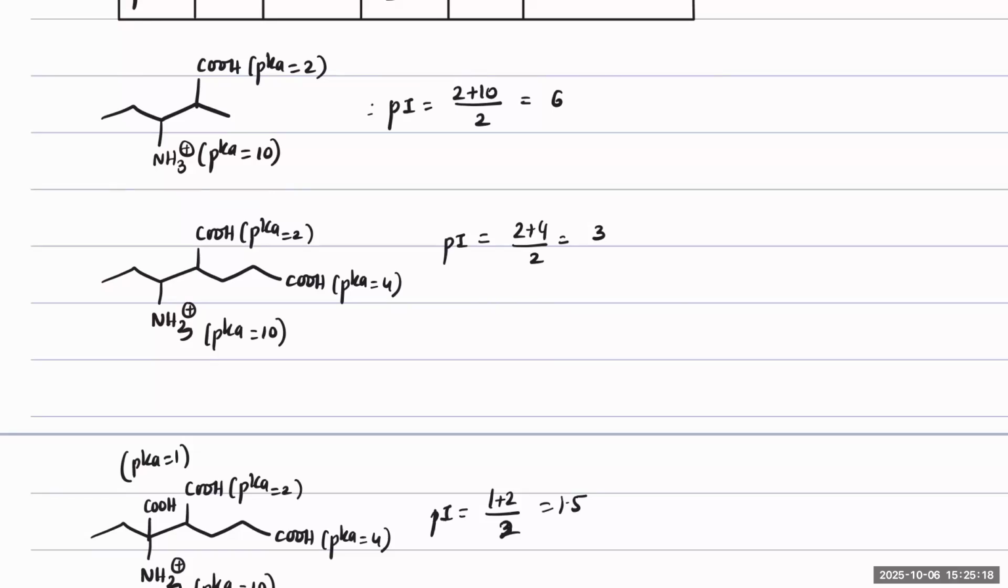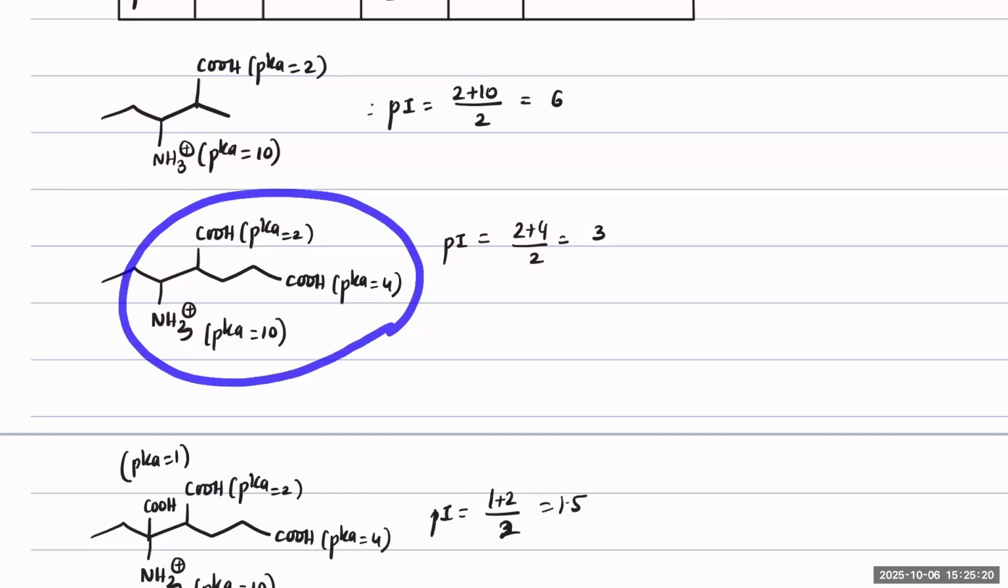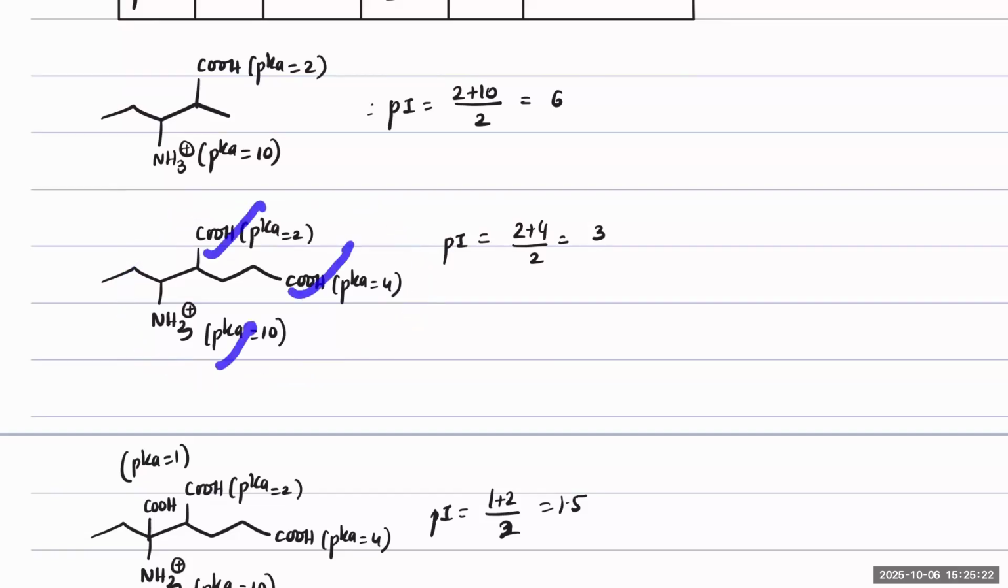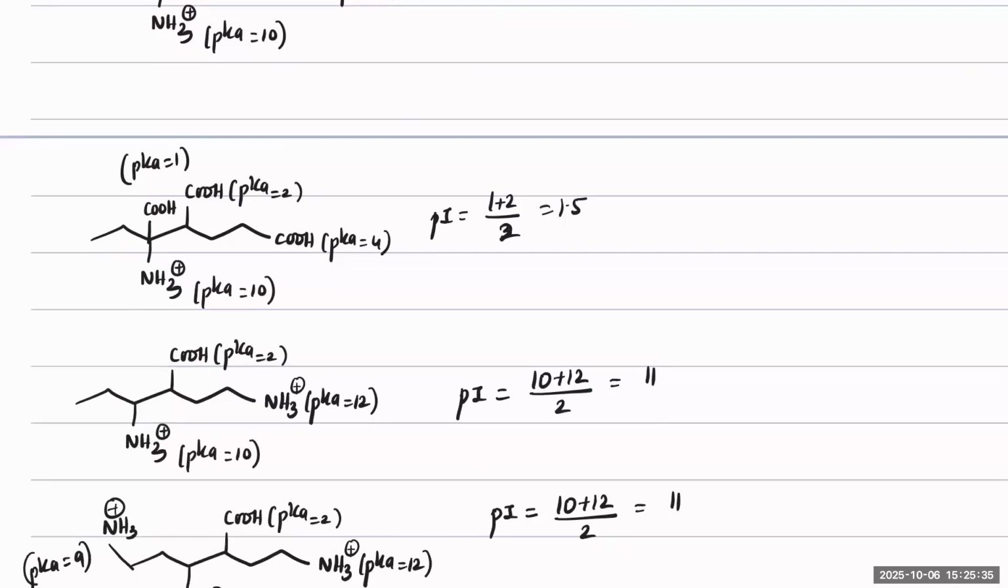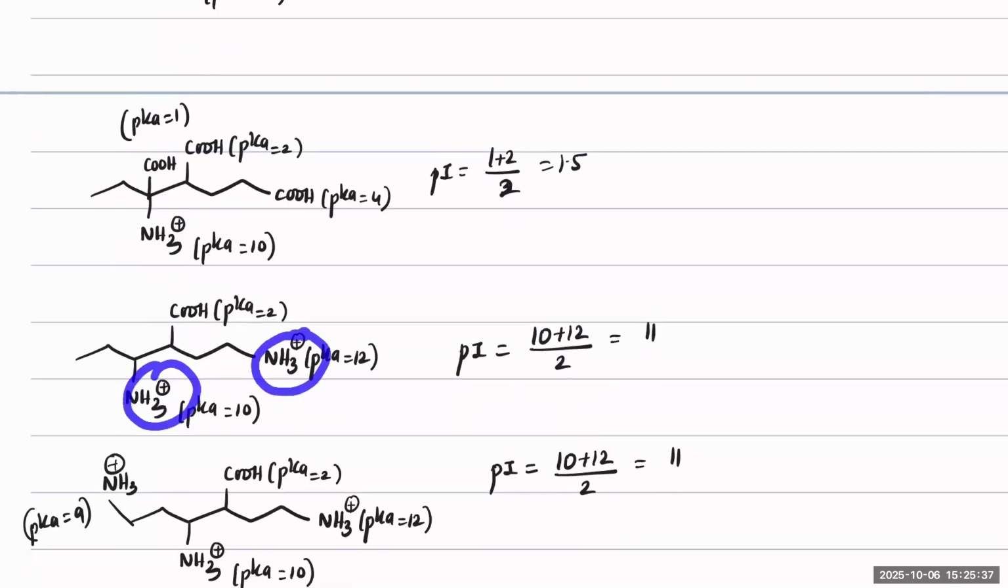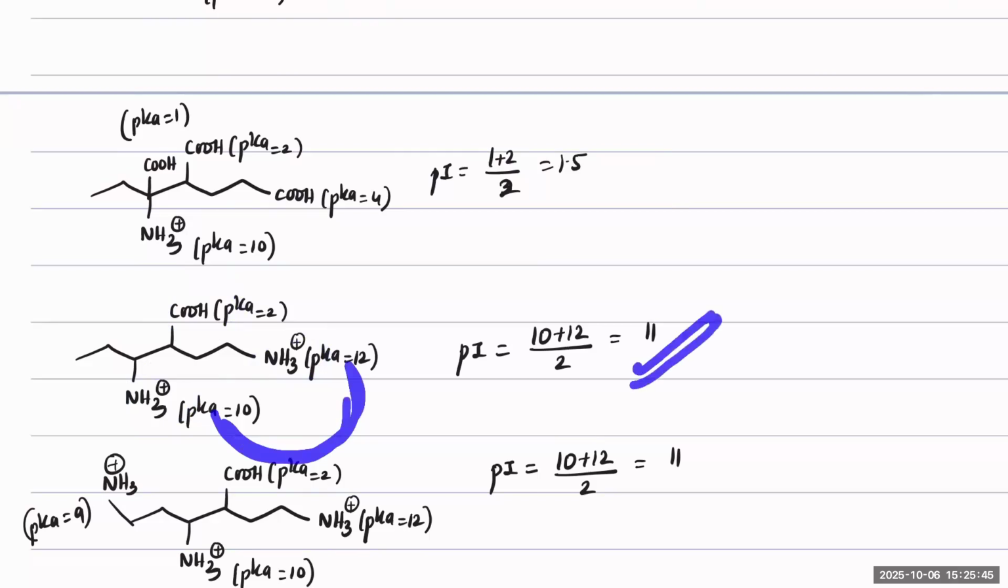Second, if we have two acids and one amine, then take the average of only the acids. That will become your pI value. Clear, no? And if you have two amine groups and one acid group, then take the pK values of only the amines. So pI is 11.